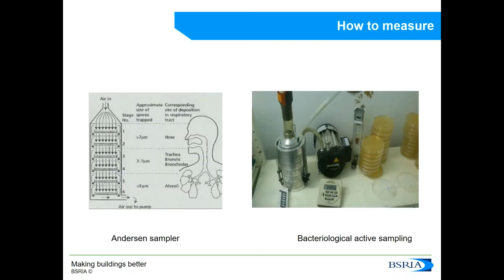And what you can see here is another example of active sampling, but using an Andersen sampler. In an Andersen sampler, you would put an agar plate in each of these 6 levels, and the sampler forces air through the sample. What lands on these different agar plates are bacteria of different sizes. So the Andersen sampler simulates the human respiratory tract.